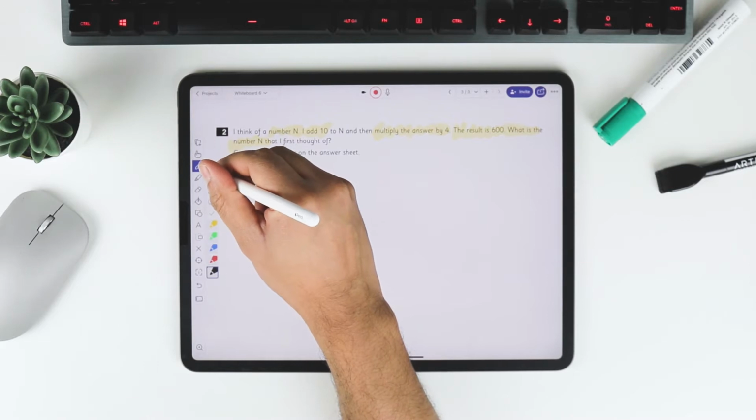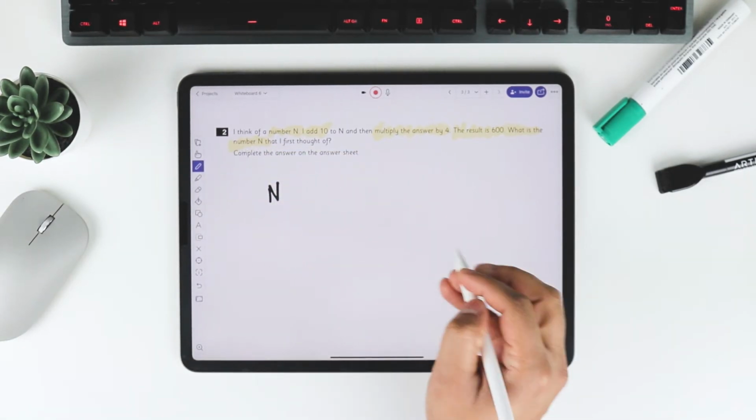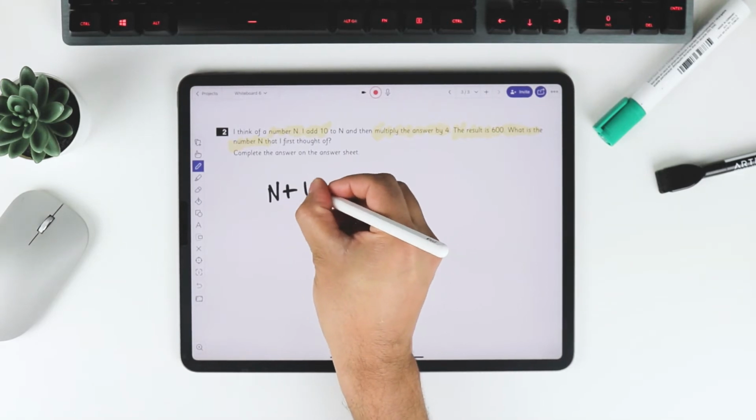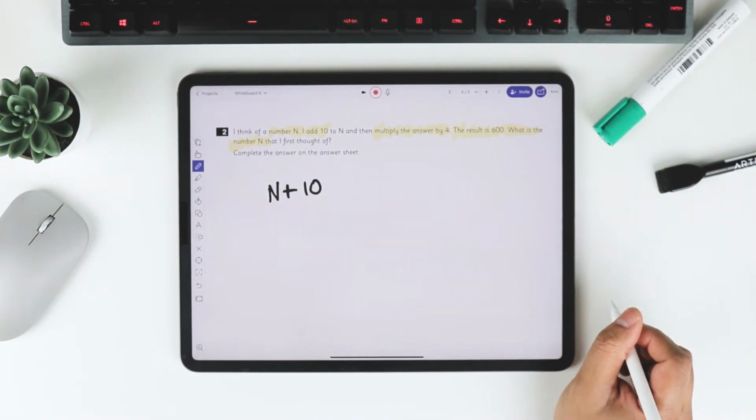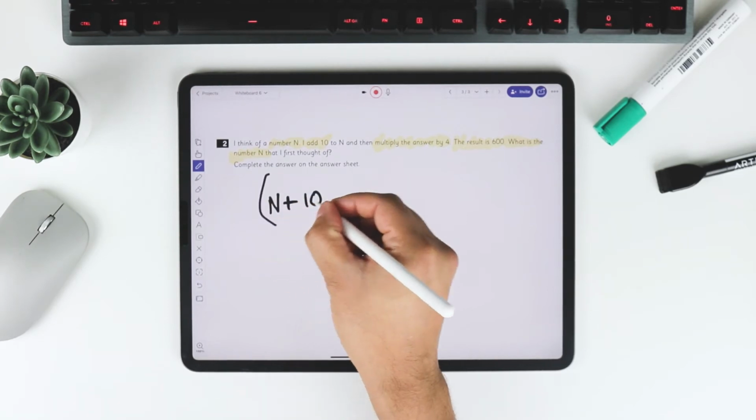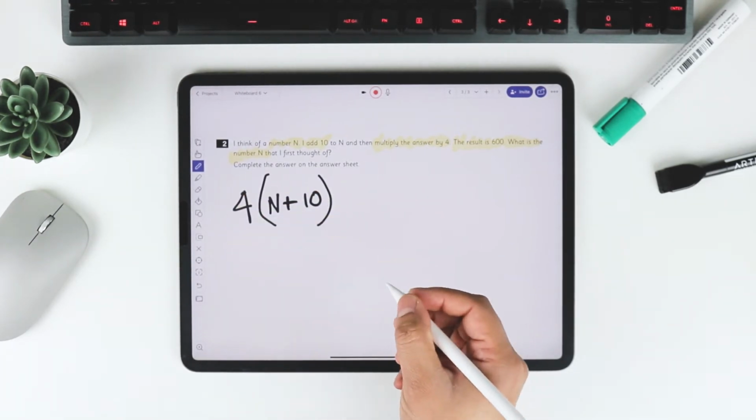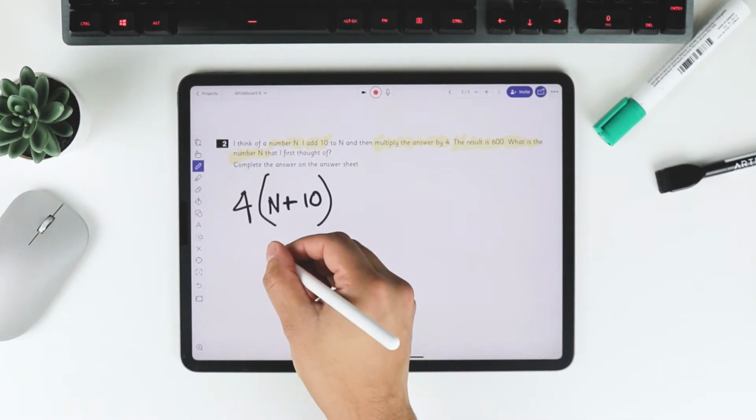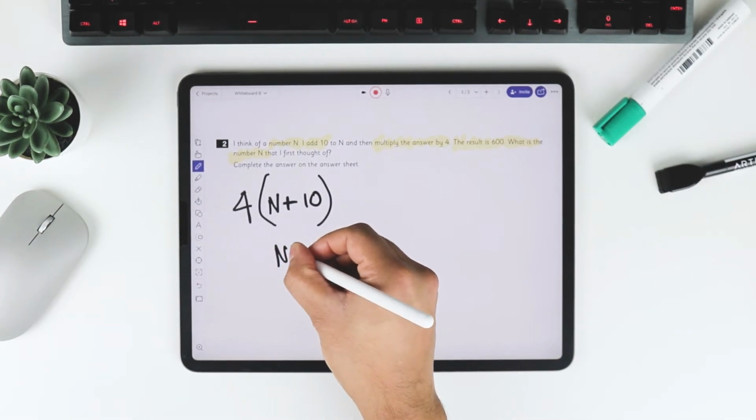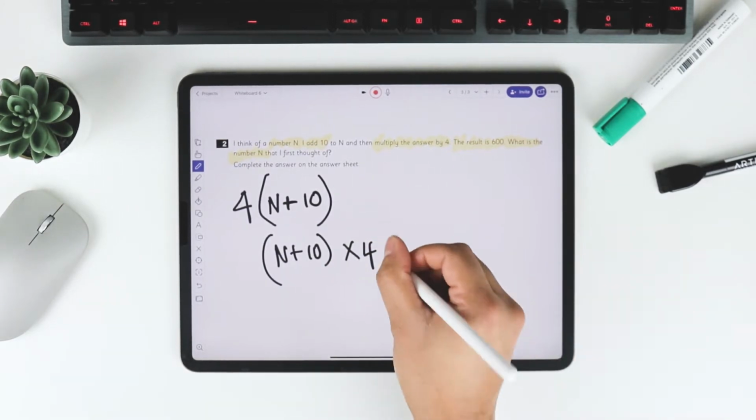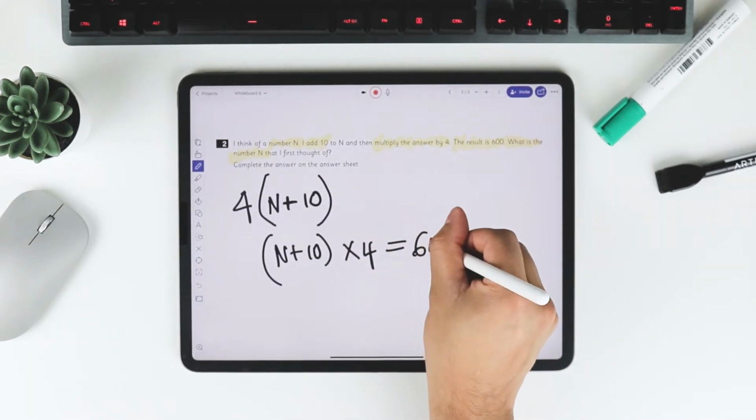So let's have a think about this question. I've got n, I add 10 to n, so n plus 10. Then I multiply the answer by 4. So this answer, I multiply by 4. I could write 4 here. I don't think you're going to get marked down if you wrote n plus 10 and then multiply by 4. That's also okay, and it equals 600.